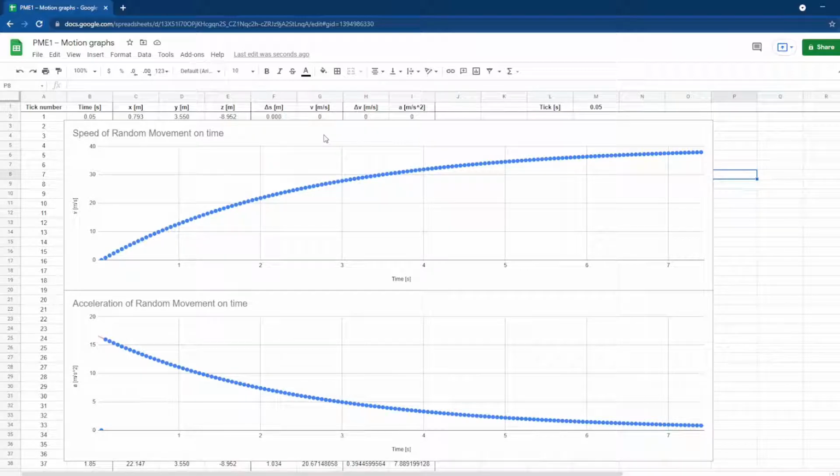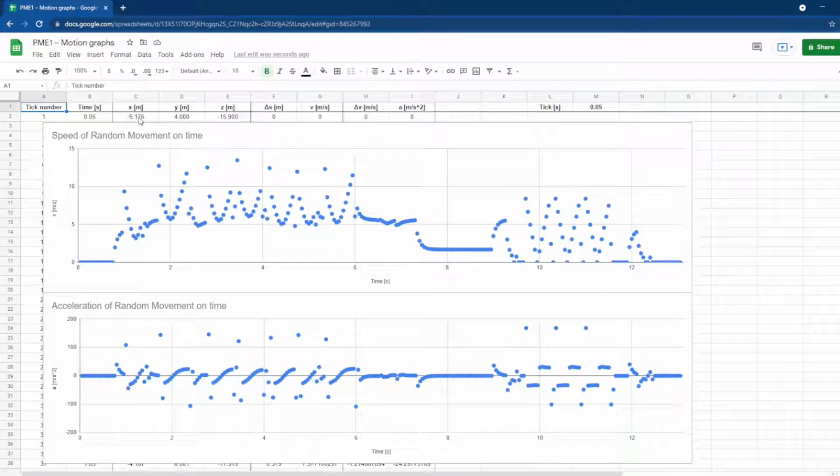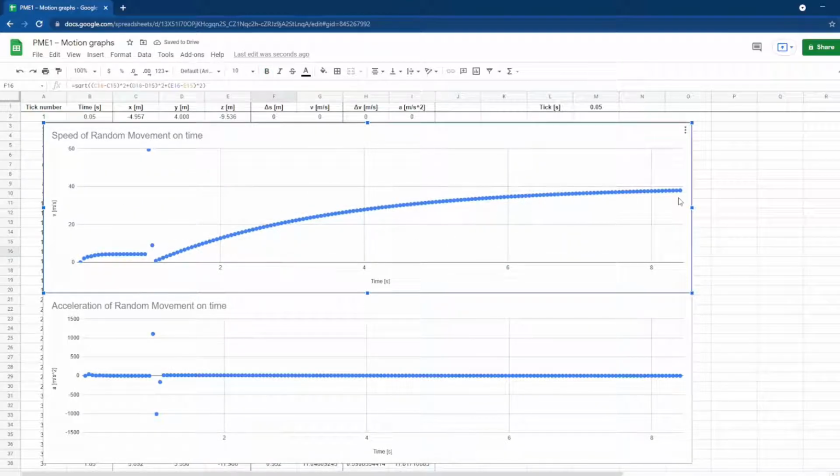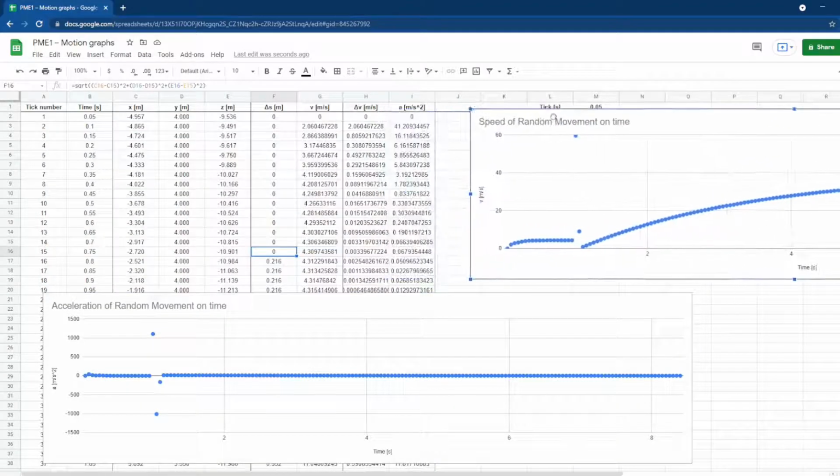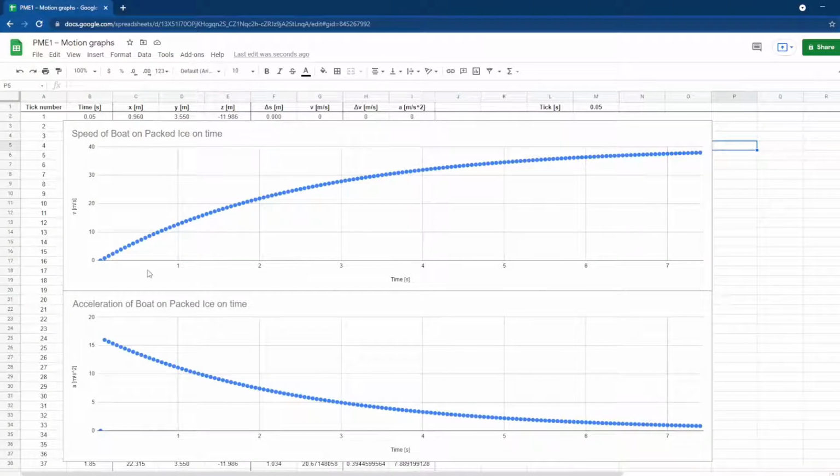Now, let's take a look at boat on packed ice. I will import the data the same way I have done now, and again, I'm going to paste it into a prepared table for the random movement. Okay, here we go. Again, I cut off the data that was from the previous experiment, but again, we can see that we teleported inside of the boat. So let's get rid of those.